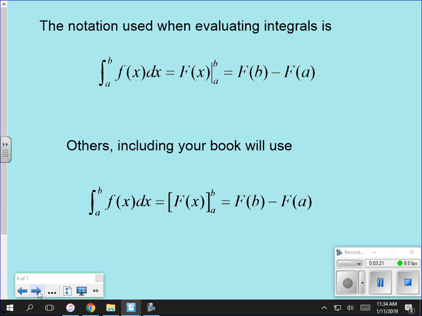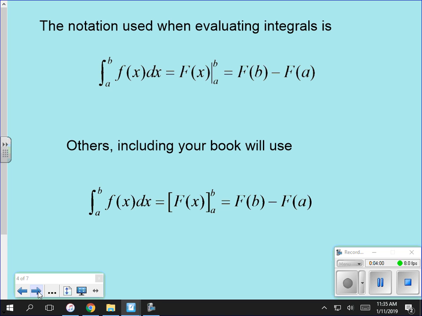The notation we use when evaluating the integrals is such. You have your integral from a to b of f of x dx, which is equal to the antiderivative, big F of x, evaluated from a to b. That's what that little line means. Then you plug in b, then you minus plugging in a. So you find the antiderivative algebraically. This is an algebraic statement. This means we are evaluating it at these 2 points.